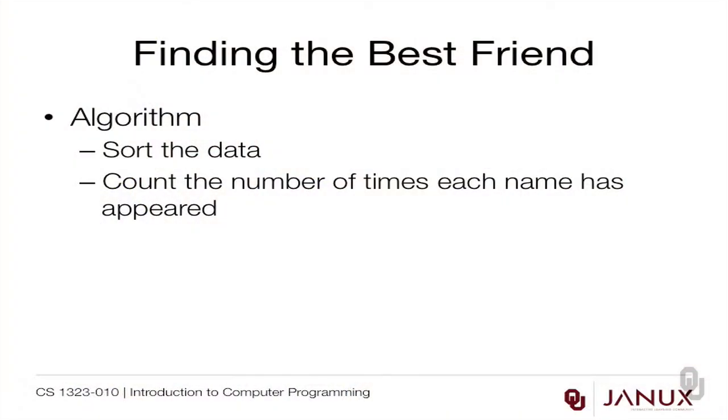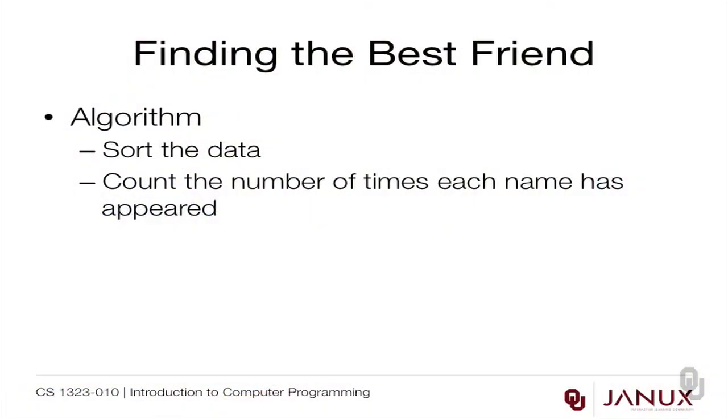So here's a better algorithm. Now when I use the word algorithm, that's a very important word in computer science. And it actually is a scientific word that has a very specific meaning. We're not going to worry too much about the meaning for right now, but what you can think about algorithms as being a sequence of steps that solve a problem. That's a good place to start with the word. So the first thing we're going to do is sort the data and then count the number of times that each name has appeared.